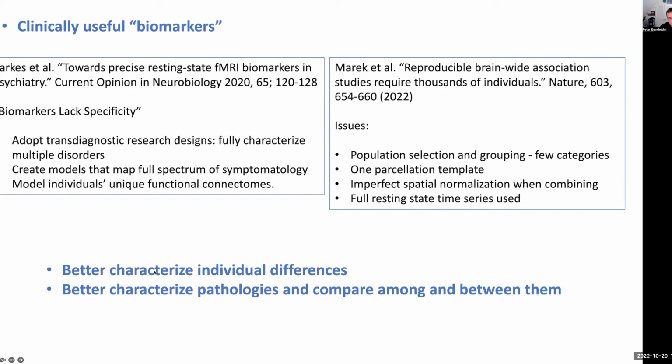Okay, so the take-home message here is that we need to better characterize individual differences along many different dimensions. That's a challenge, but I think it's also exciting because I think the information is there. It's a matter of us figuring out how to pull it out. We also have to better characterize pathologies and compare among and between them. There might be very low dimensional manifolds of pathologies that we haven't yet fully appreciated.